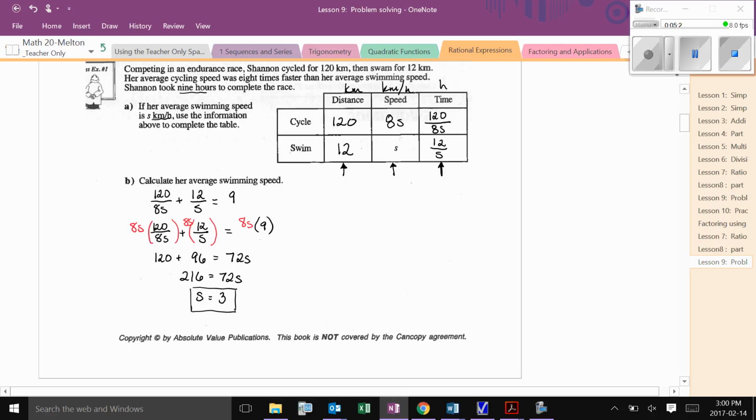Of course, if it had asked instead what was her cycling speed, then again, we go back to the table and we can see the cycling speed was 8 times S, or 8 times 3, 24 kilometers per hour. Okay, so we'll want to write a statement and include units with that as well. So the average swimming speed is 3 kilometers per hour.